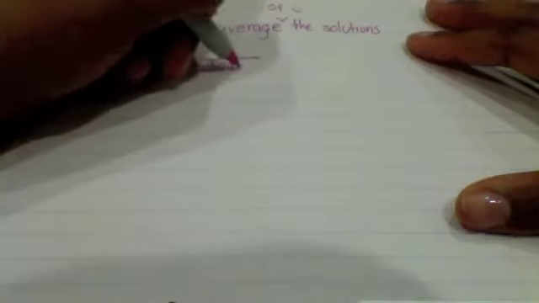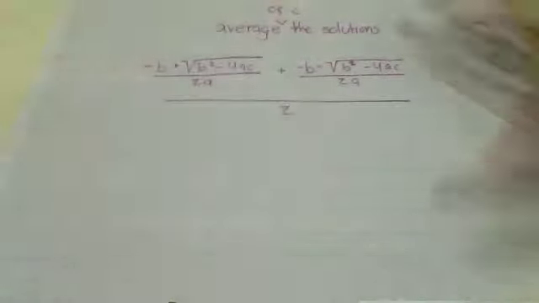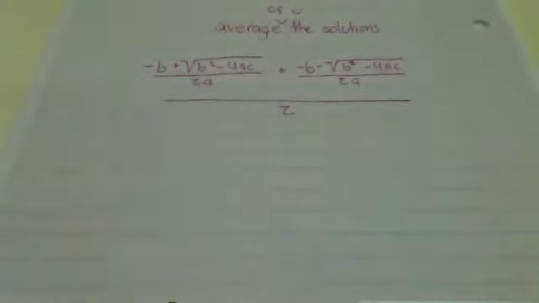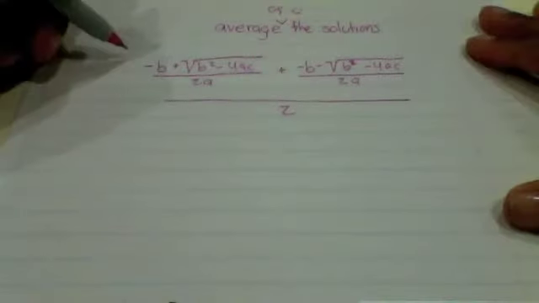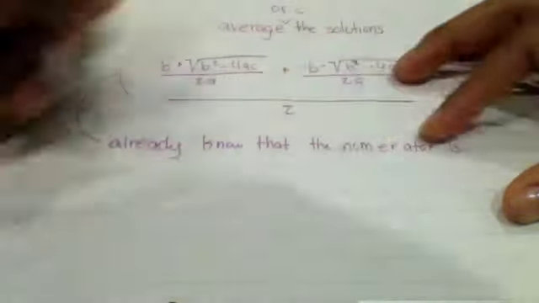There's also a way of knowing what to do if two solutions are averaged. So let's say we have negative b plus the square root of b squared minus 4ac over 2a plus negative b minus the square root of b squared minus 4ac over 2a, all over 2, because we're averaging the two, if that makes sense. Well, we already know what the numerator is going to be equal to, because we just did it in the previous problem, and that is negative b over a.